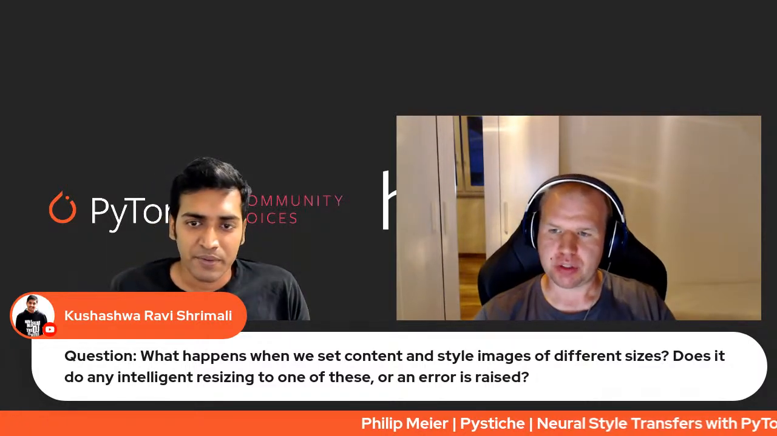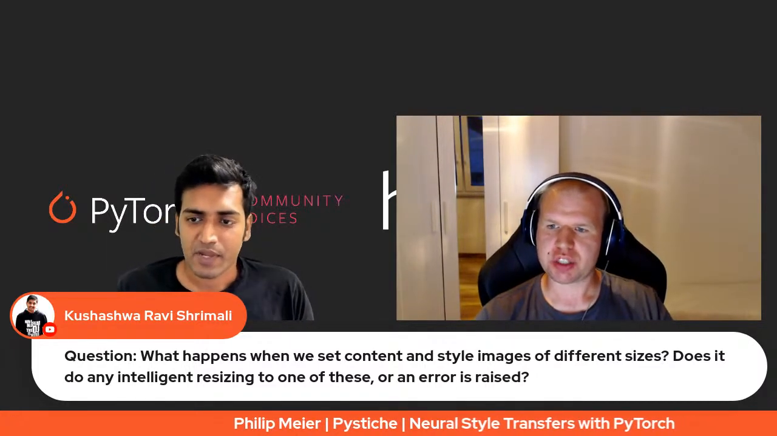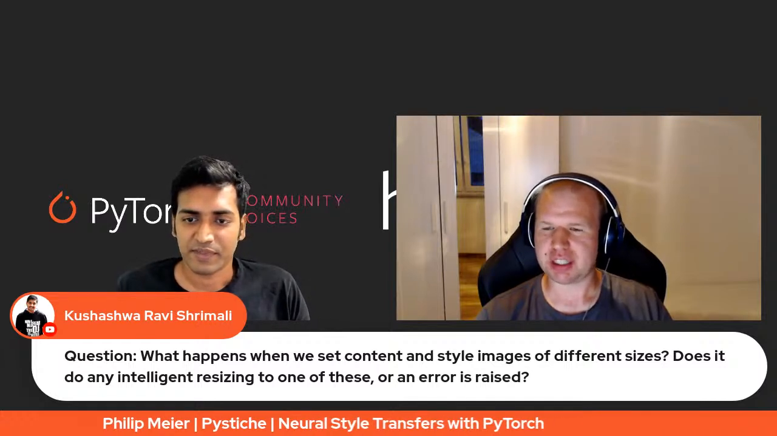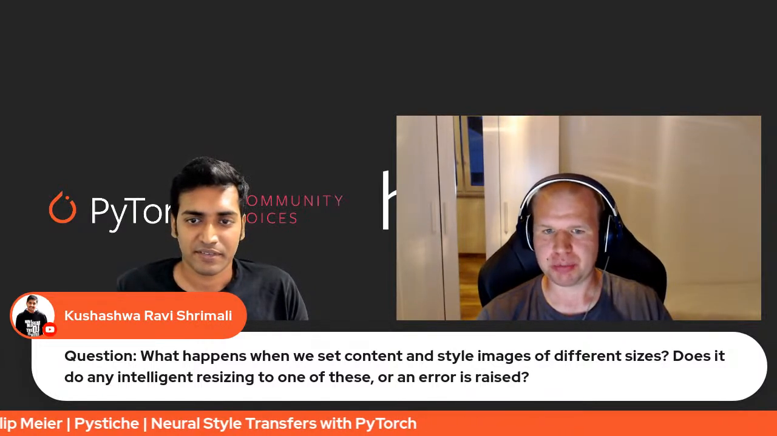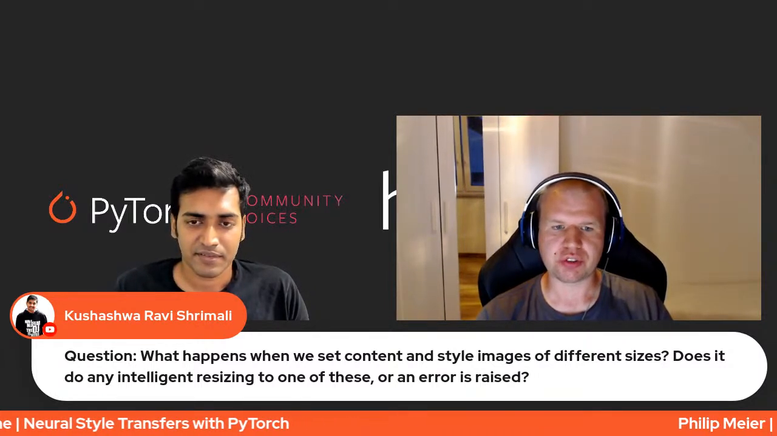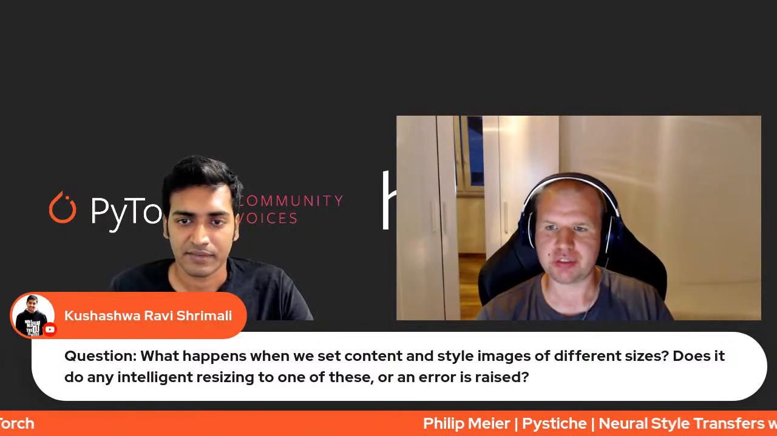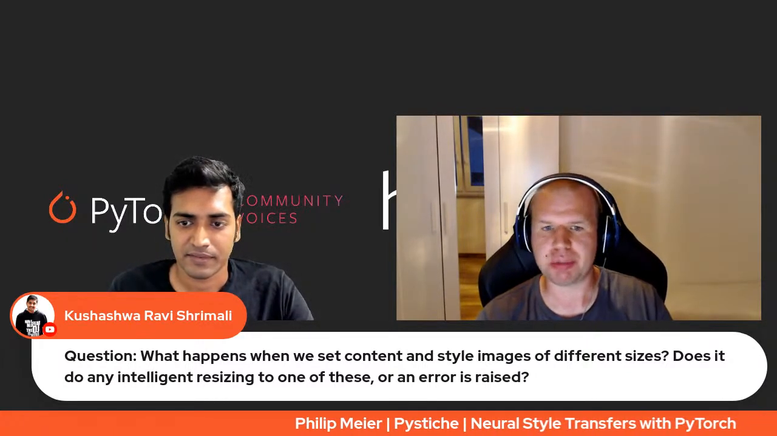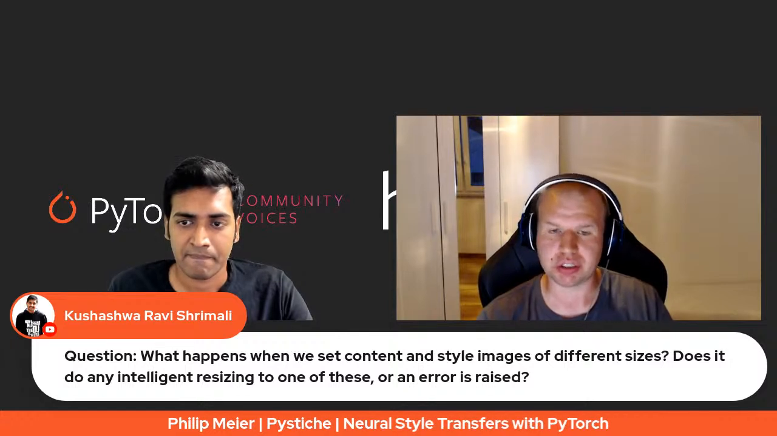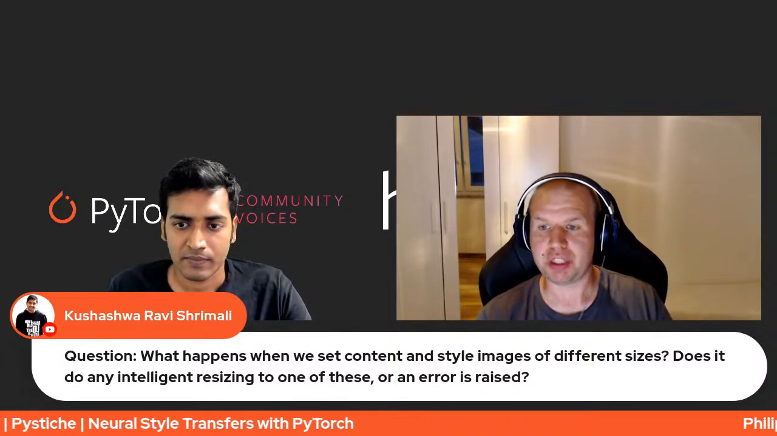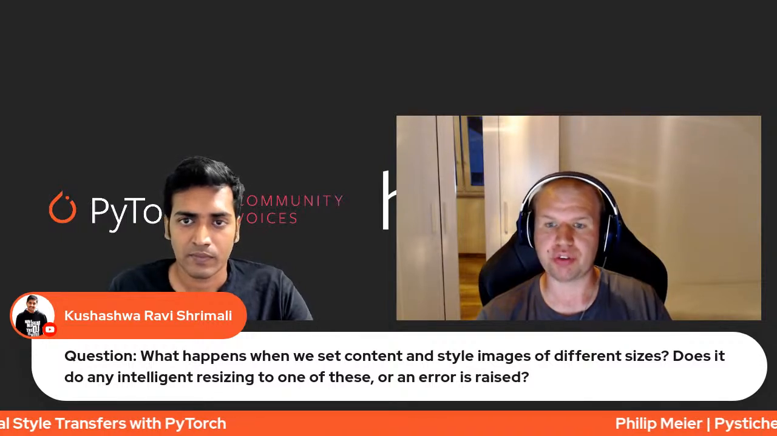Depends. The only two images that have to have exactly the same size are the content image and the output image. So if you just start from the content image, then you're fine. You can't do anything bad at this point. But if you generate a random image or whatever, you need to make sure that the content image and the output image have the same shape. And yes, if this is not happening, then of course it will raise an error. But for the style image, you don't actually need the same shape.